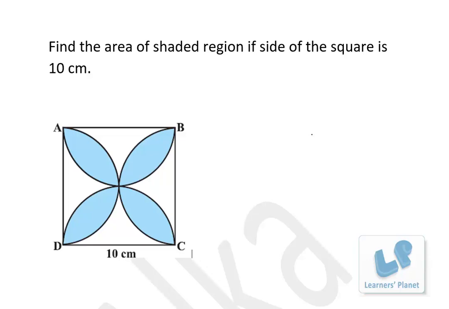Friends, in this video I am solving this problem. Find the area of the shaded region if the side of the square is 10 centimeter. Once again, the problem is based on the shaded area. In fact, we have to find out the area of this leaf, right? Many students are confused about how to find the area of the leaf in a quick manner.